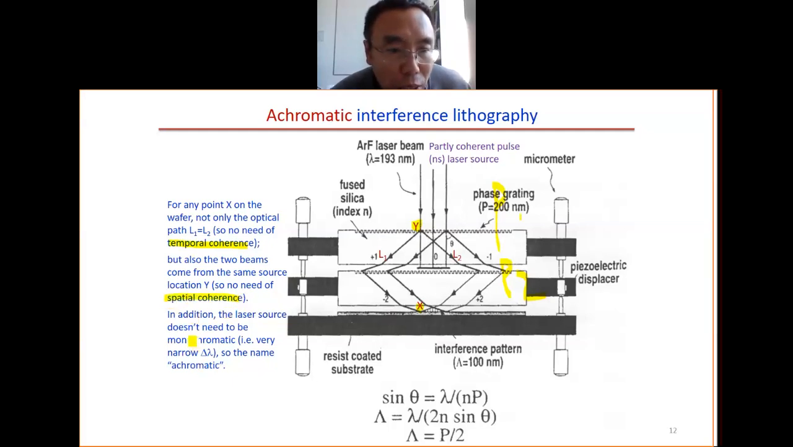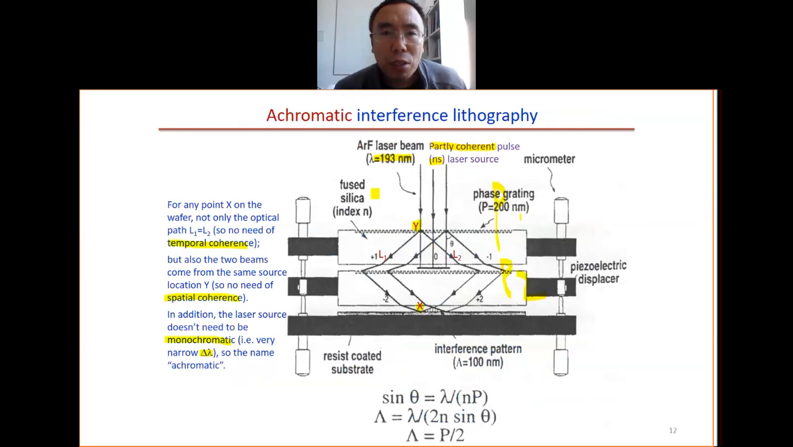Actually, we also don't need to be monochromatic. That means there can be some bandwidth of the laser beam. It does not need to be the identical wavelength. That's why it is called achromatic, meaning not monochromatic. In this case, we use the 193 nanometer laser. This is the argon fluoride excimer laser. We know that the excimer laser is always pulsed and has poor coherence.